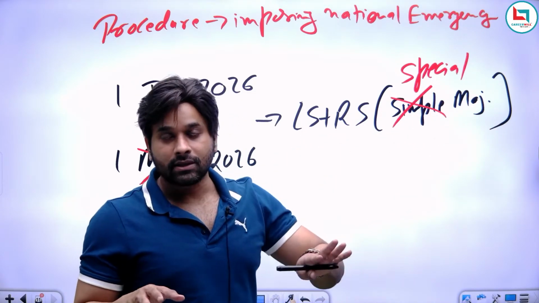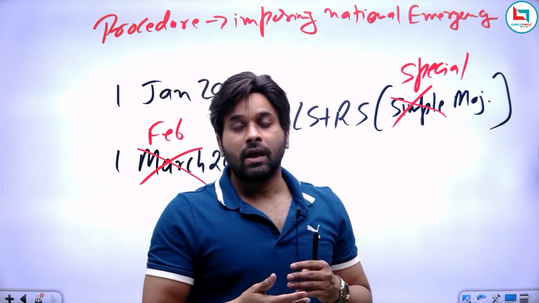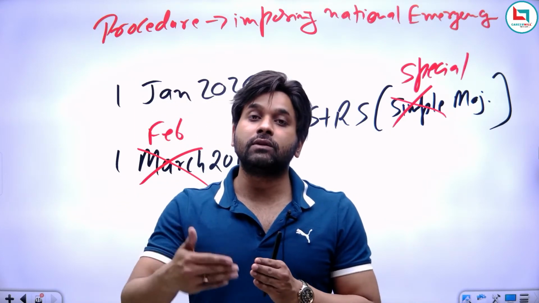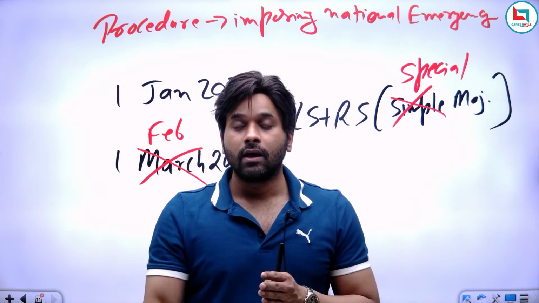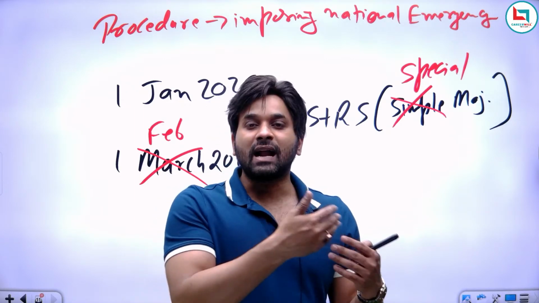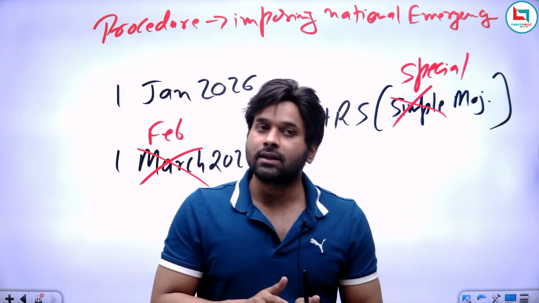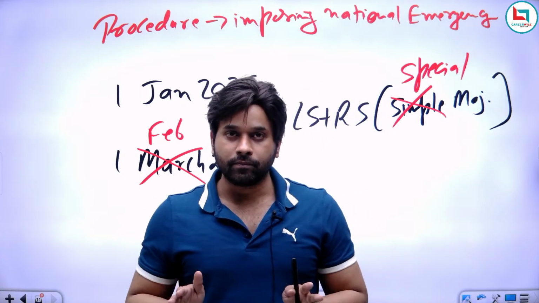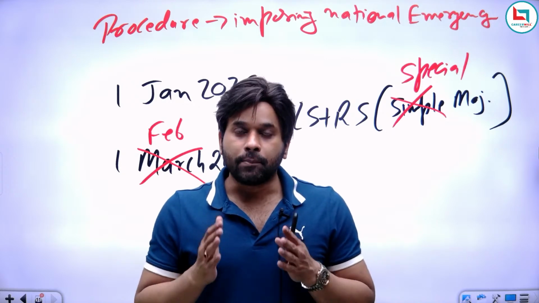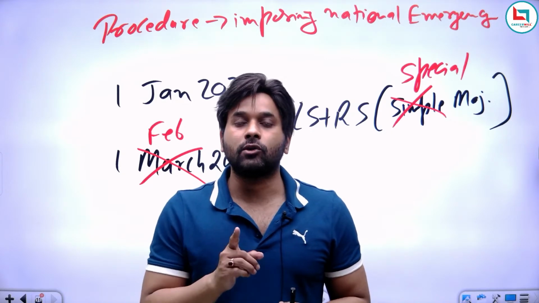And if this happens, suppose both the houses approve the national emergency, only then will the national emergency continue beyond 2 months. Suppose Lok Sabha said, yes, we approve the emergency, but Rajya Sabha denied. Then in that case, the emergency is not going to continue. So for the continuation of national emergency beyond 2 months, the approval from both the houses of parliament is required. Okay.